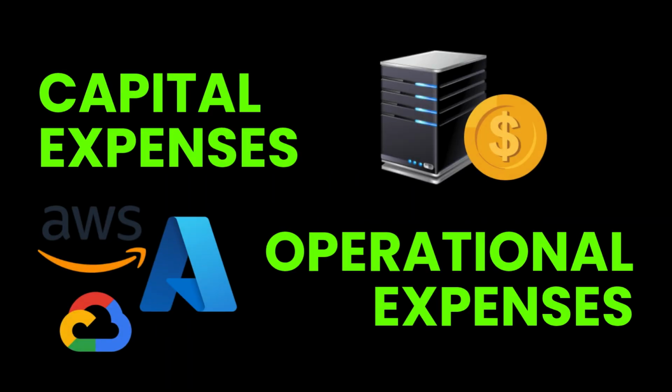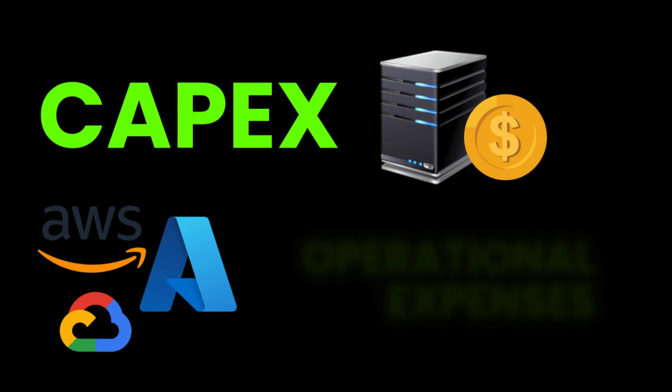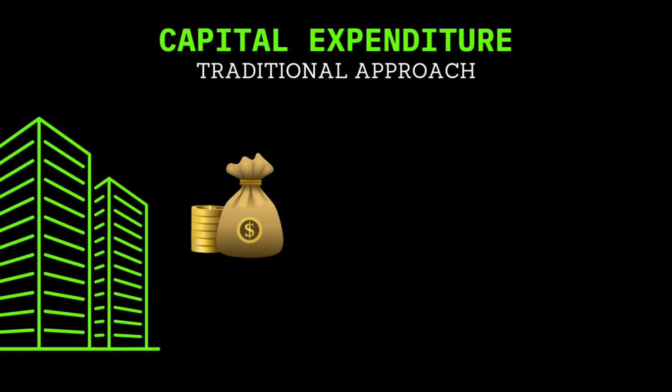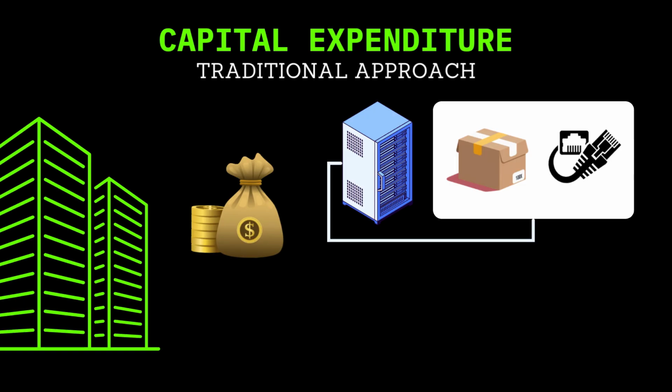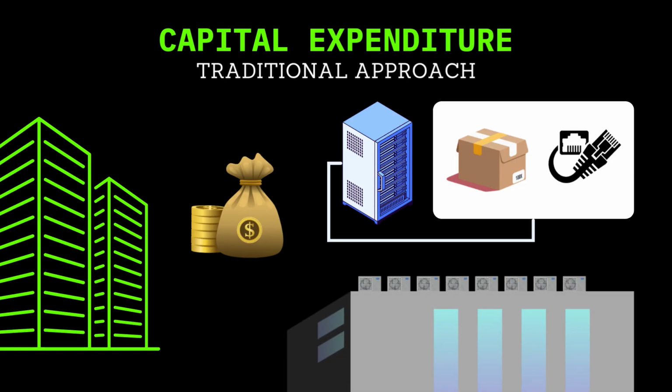One of the fundamentals in cloud computing is understanding capital expenditure and operational expenditure, also known as CapEx and OpEx. Capital expenditure is the traditional IT approach where a company spends a large amount of money upfront to buy infrastructure like servers, storage, networking equipment, and sometimes even entire data centers.